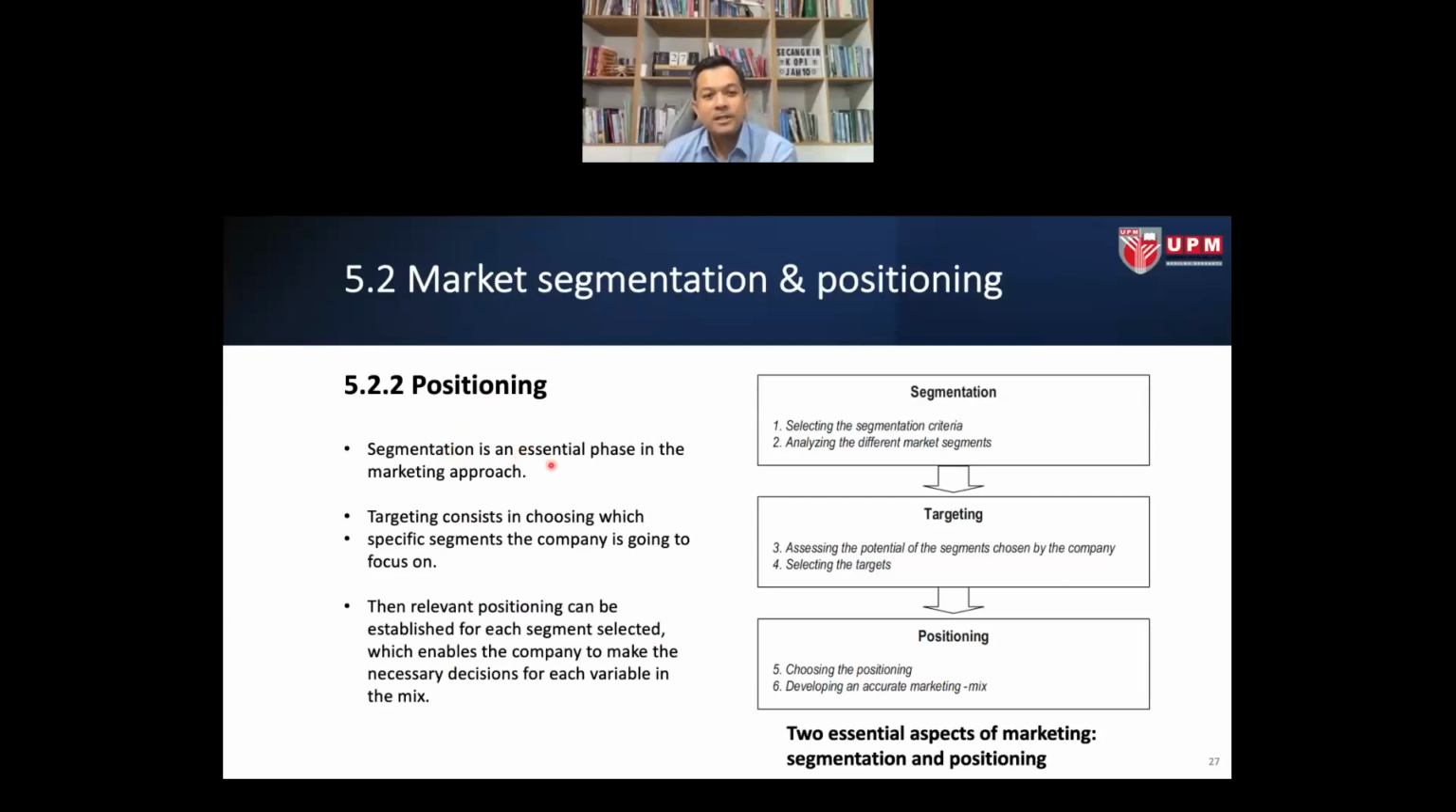So we know that segmentation is an essential phase in the marketing approach. Targeting consists in choosing which specific segment the company is going to focus on. Then relevant positioning can be established for each segment selected. So for each segment selected, you can then position your product, right? Which enables the company to make the necessary decision for each variable in the mix. So we have already looked at the segmentation, selecting the segmentation criteria, analyzing the different market segments, and then doing the targeting, assessing the potential of the segment chosen by the company, selecting the targets, and then positioning, how you position your product in the market, and developing an accurate marketing mix, right?